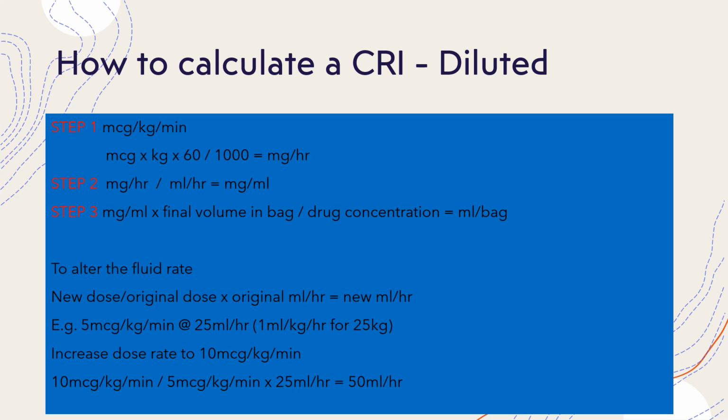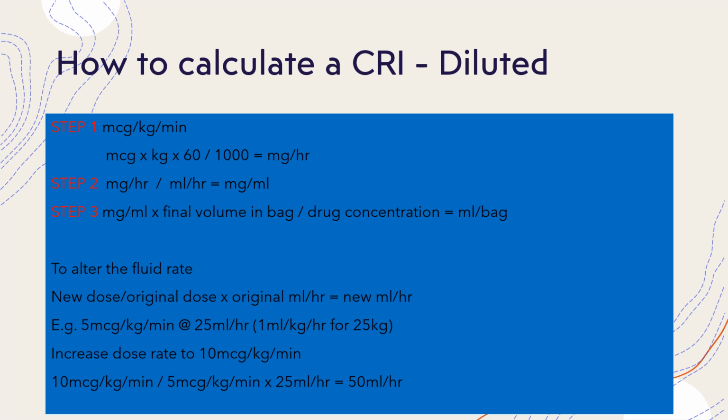If when you're in surgery they want to change the dose rate, you need to alter your fluid rate for whatever reason. Because obviously we alter the fluid rate rather than setting up a new bag with a different concentration, you would do your new dose divided by your original dose, times by your original mil per hour, which will give you your new mil per hour.